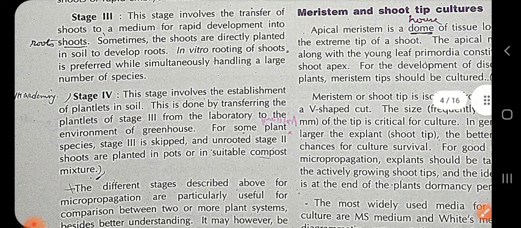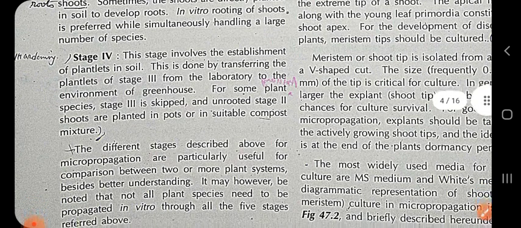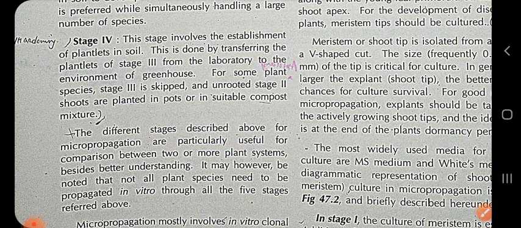Next is stage 4, which is the last stage, and this is the main stage where the plant gets exposed to various stress conditions, because we are now moving the plant from a comfortable zone to a stress zone, where the plant itself has to obtain nutrients from the soil using the roots developed in stage 3. This stage involves establishment of plantlets in the soil, done by transferring the plantlets of stage 3 from the laboratory to the greenhouse environment.